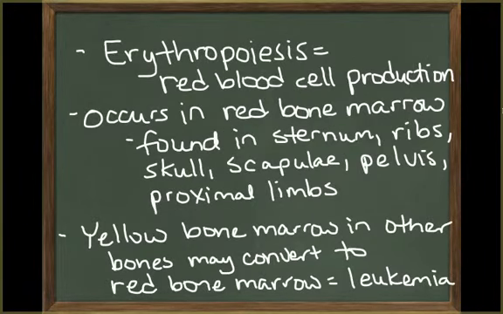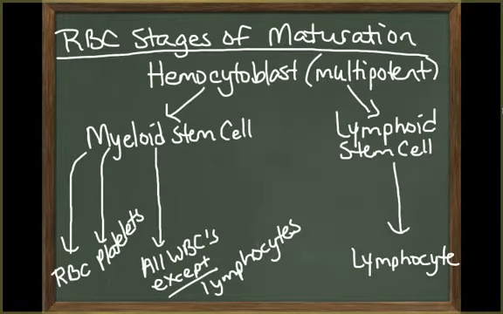Red blood cell formation is called erythropoiesis. This occurs only in red bone marrow, which is called myeloid tissue. This tissue is located in the vertebrae, the sternum, the ribs, the skull, the scapulae, the pelvis, and the proximal limb bones. Other marrow areas contain yellow bone marrow. Under extreme stimulation, such as lymphoma, the yellow bone marrow will convert to red bone marrow to increase red blood cell formation.